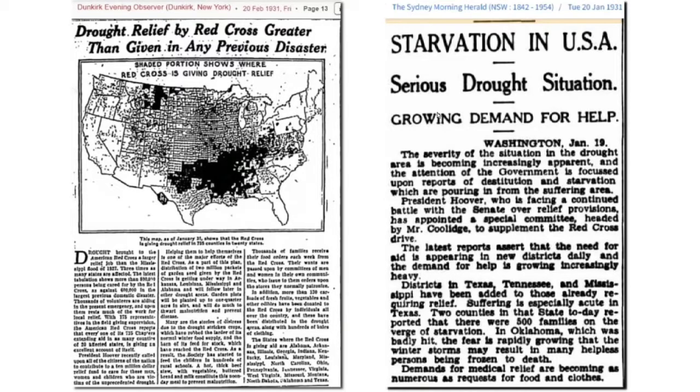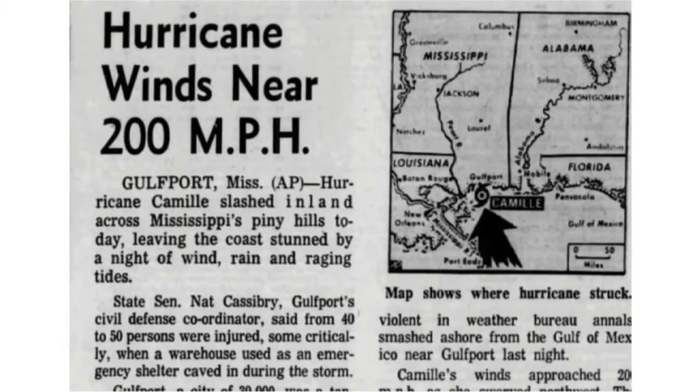A serious drought situation in the States. This great Dust Bowl event that happened, but it was, of course, we'll see, it was global. Hurricane winds near 200 miles per hour. This is extreme, ladies and gentlemen. Again, in Mississippi, across the middle of America here as well.